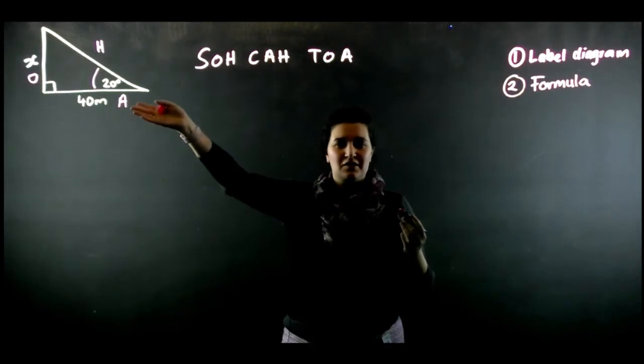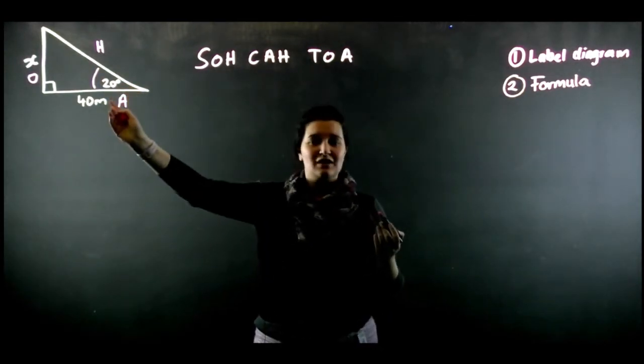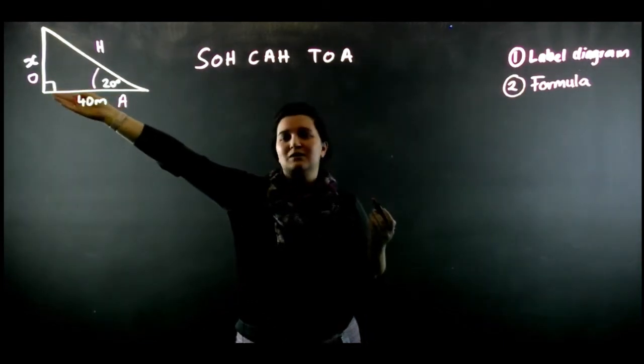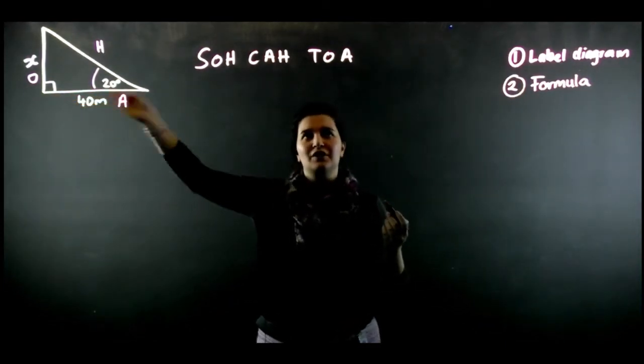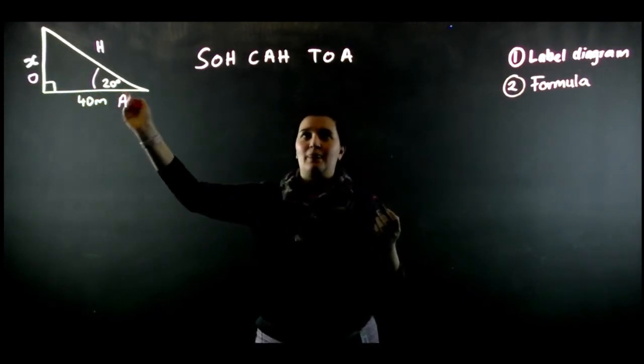I'm looking at the information that I have and the information that I don't have. So I've got the angle, the adjacent side, and I'm looking for the opposite side. So I need to choose a ratio that involves the opposite and adjacent side. So that's tan.